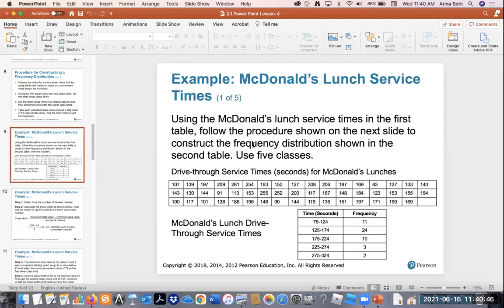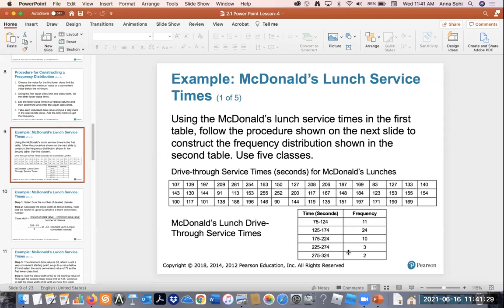So this problem is about lunch services at McDonald's, and these are in seconds. They observed 50 customers. It took the first customer 107 seconds, less than 2 minutes. The next one a little bit over 2 minutes. The next person a little bit over 3 minutes. The next person close to 4 minutes, and so forth. These are all in seconds. So you're not sure what the average wait for lunch services at McDonald's is by just seeing these numbers.